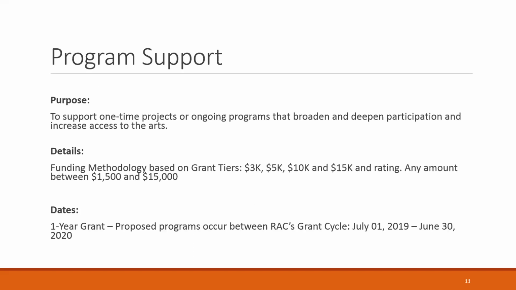For program support, as I mentioned earlier, this is a competitive 1-year grant-making program, and the purpose is to support one-time projects or ongoing programs that broaden and deepen participation and increase access to the arts. We do this through our grant tiers, and so there are $3,000, $5,000, $10,000, and $15,000 grant tiers. Many of you will be assigned based on a grant tier, and through this, applicants are able to receive between $1,500 and $15,000.